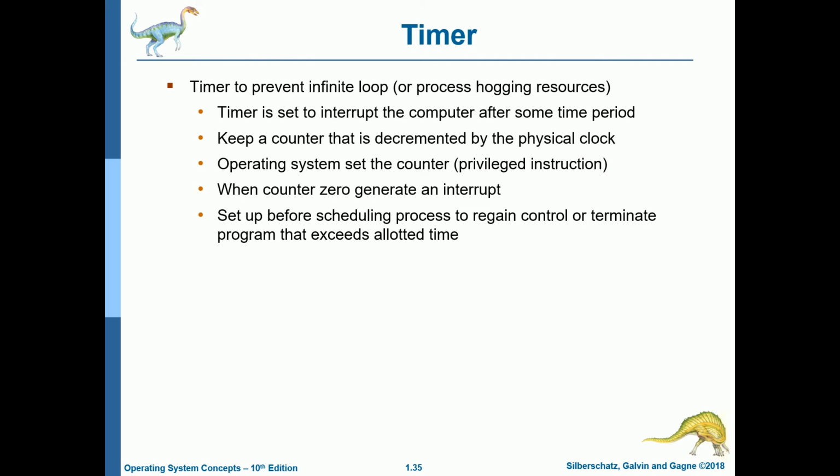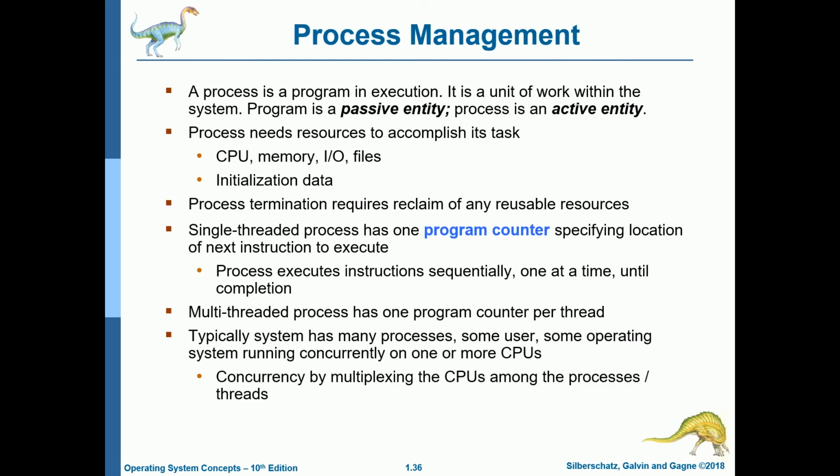We set this up before scheduling a process, that way we can regain control or terminate a program that exceeds some allotted time. Now, one thing an operating system should do is manage your processes. And a process is a program that's currently being executed. It's currently running. The way that you can also distinguish this is the program is the passive entity, while a process is the active version of the program.